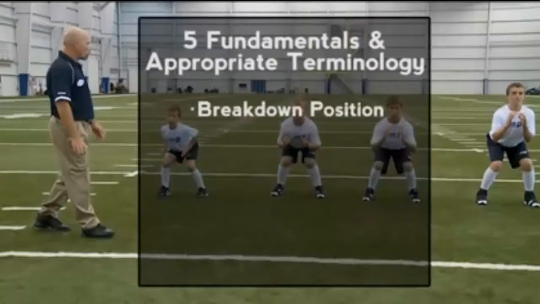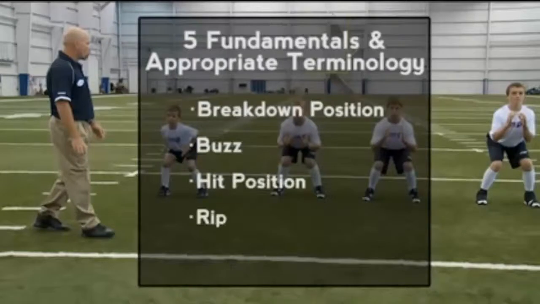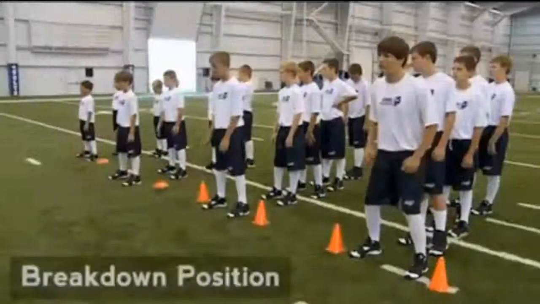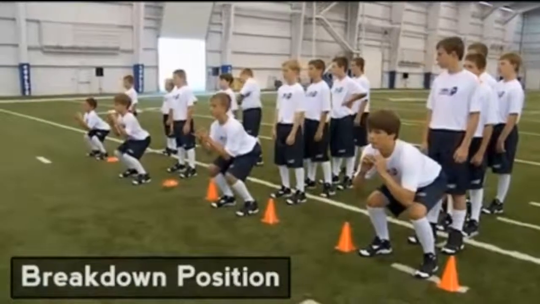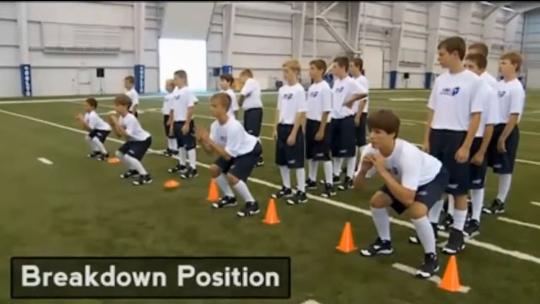First is the breakdown position. Then it's buzz, hit position, rip, and shoot. For the breakdown position, have your knees bent, your feet shoulder width apart, your upper body in a 45-degree forward lean, your chin up and over the toes, and your weight on the balls of your feet.